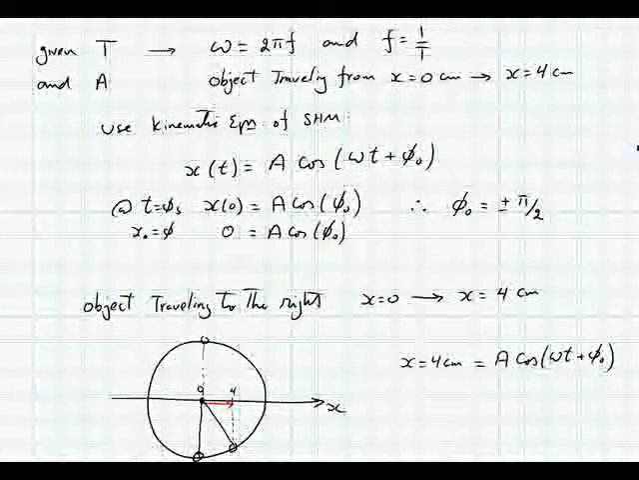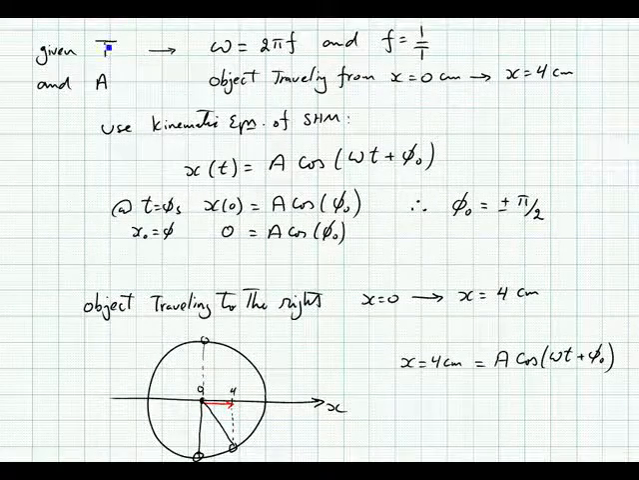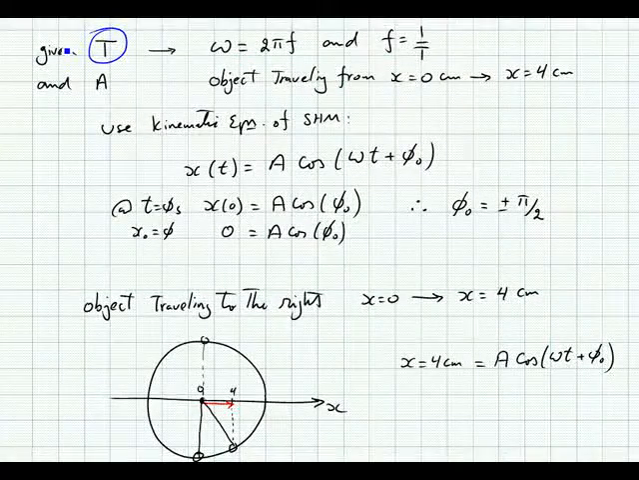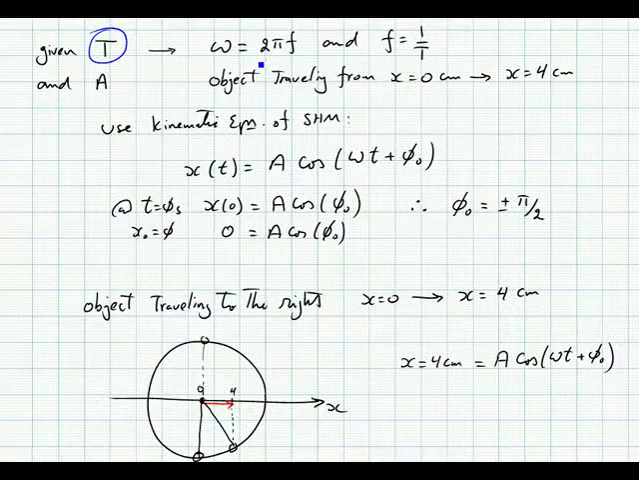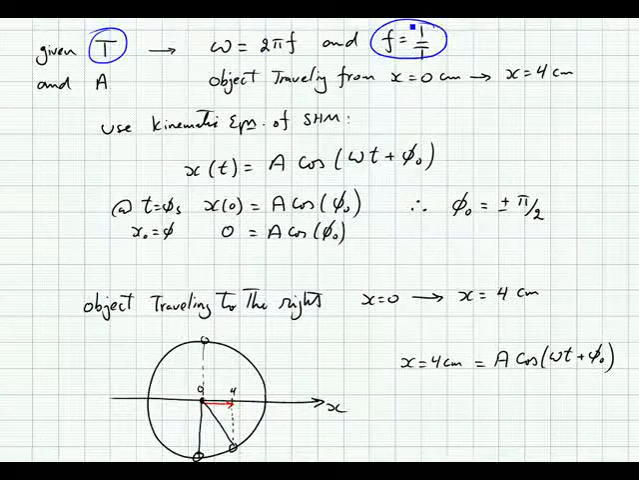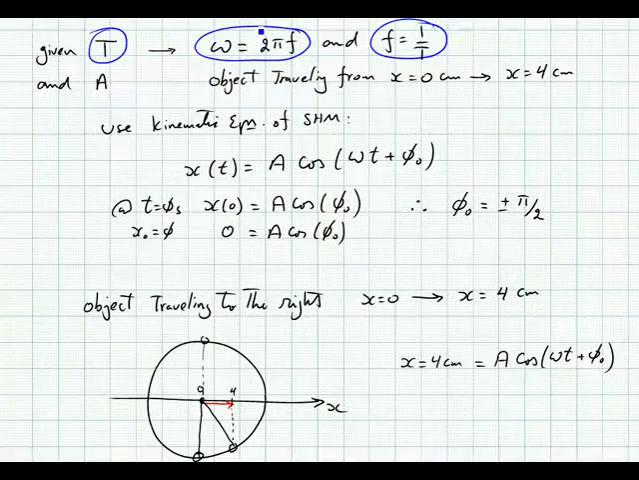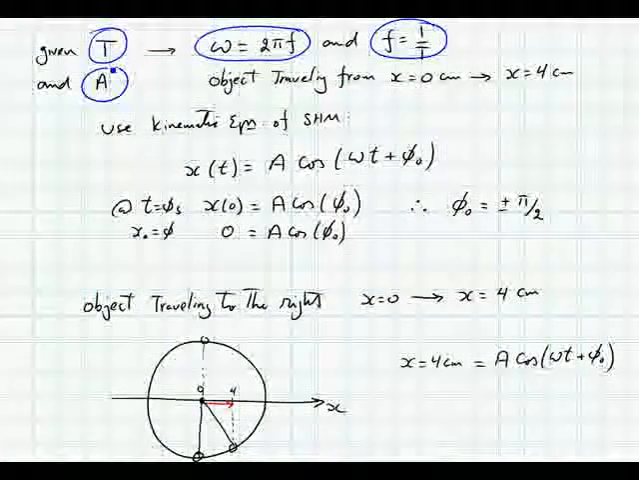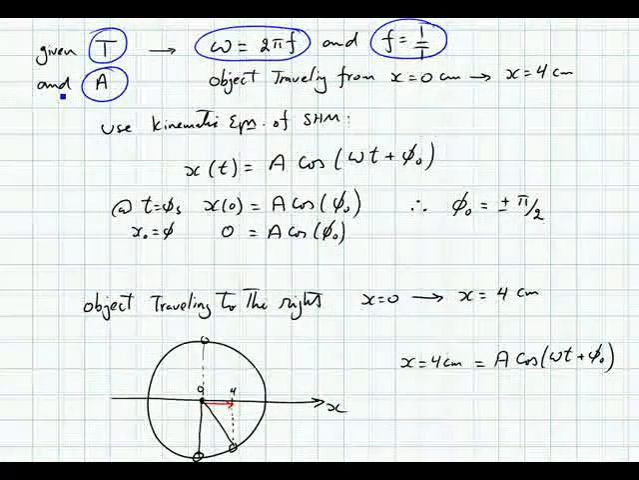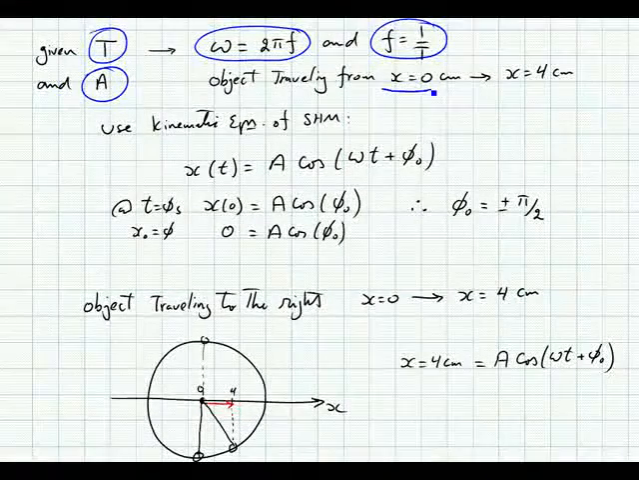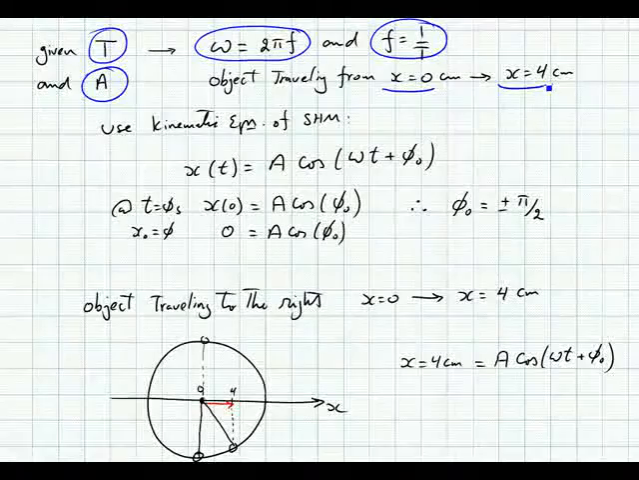In another example, we are given the period for a simple harmonic oscillator. As you know, the period is 1 over frequency, and frequency times 2 pi gives you omega, the angular frequency. And we're also given the amplitude of oscillation. And we are asked to figure out how long it would take for the object to travel from x equals 0 to x equals 4 centimeters.